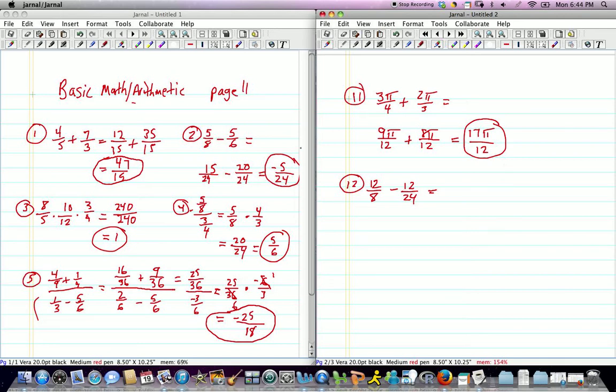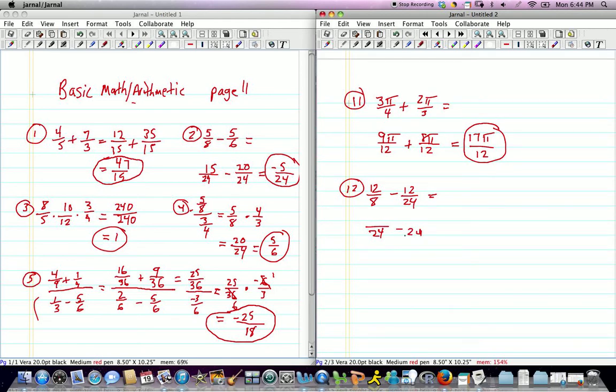So if we look at 12, we need to find a common denominator here. So I have 8 and 24, so the common denominator is going to be 24 because 8 goes into 24 evenly. So we go ahead and do that. 8 times 3 gives me 24, so 12 times 3 is the numerator, so that's 36. Denominator here stays the same. Our numerator stays the same because it's the same fraction. We take 36 minus 12 and we get 24. Keep the denominator, which is 24. That gives me 1 for the final answer.